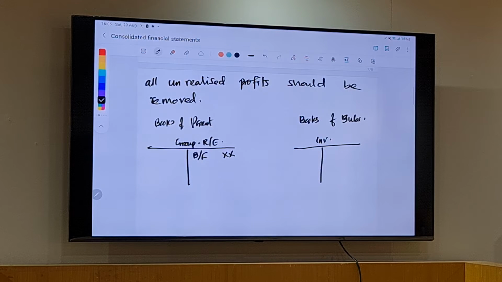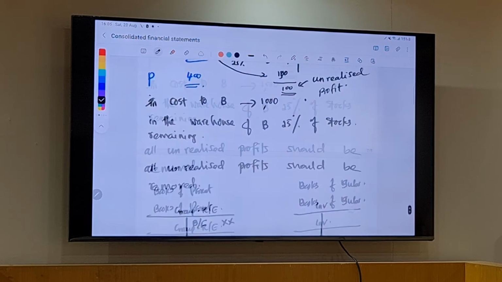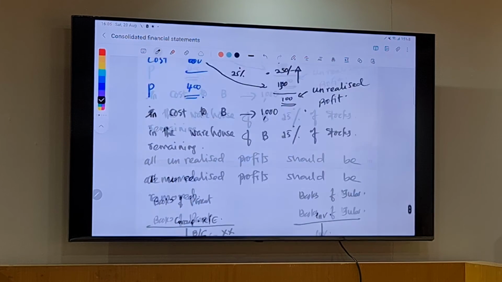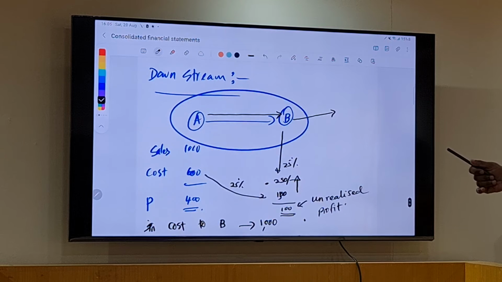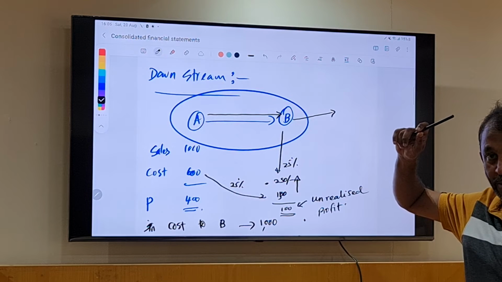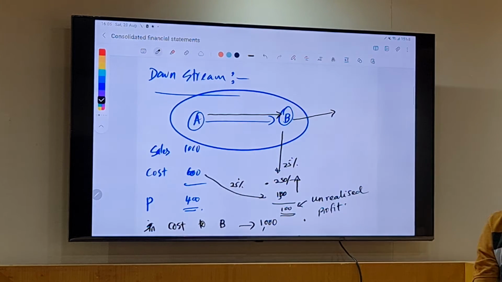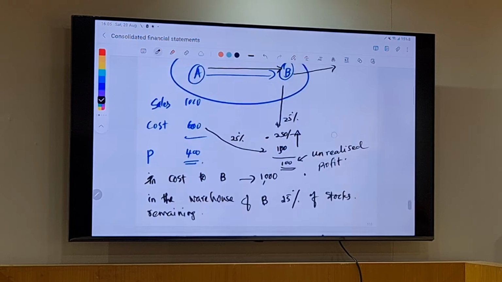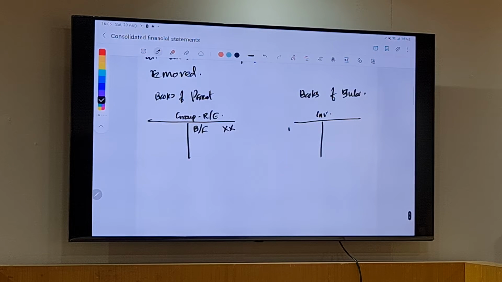Sir, can you explain how the inventory is in the books of the subsidiary? Now I am selling goods to B, no? Yes. So in the warehouse of B only, the goods will be sitting. So whatever goods are in the warehouse should be the inventory for the subsidiary. So here the double entry will be, they will debit the purchase and credit payable. Whatever they have purchased, the remaining comes to inventory. So inventory is normal.